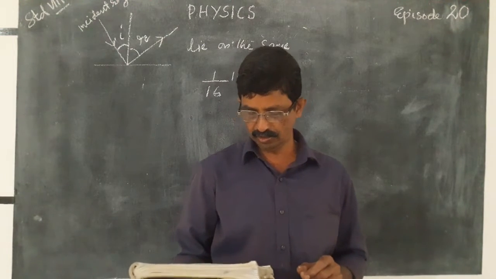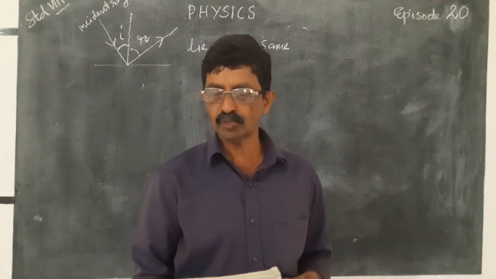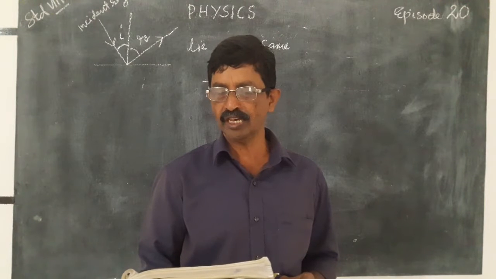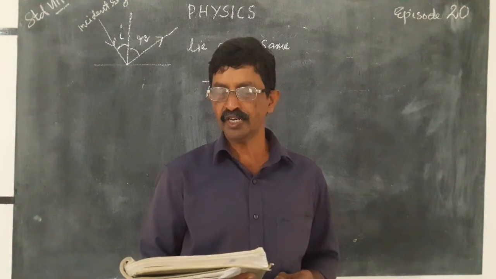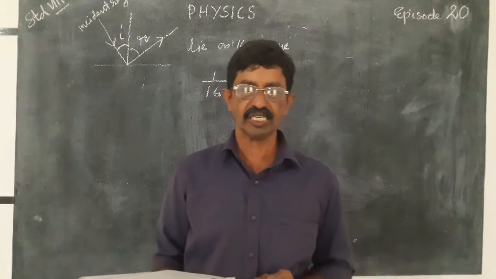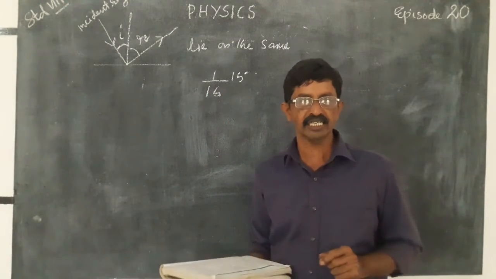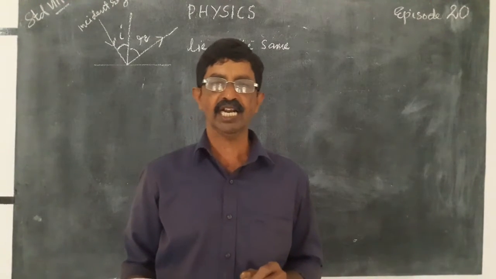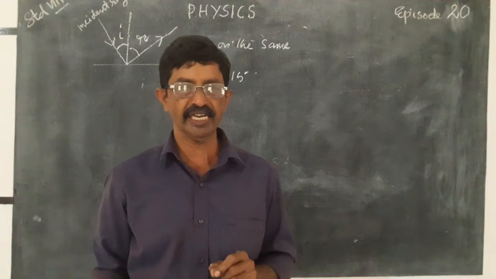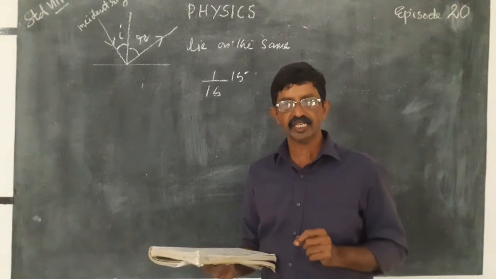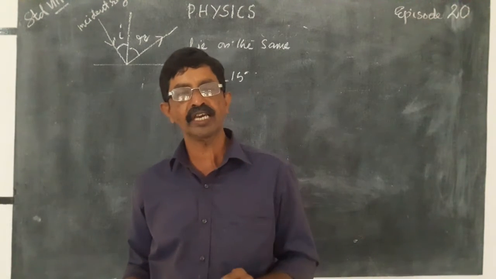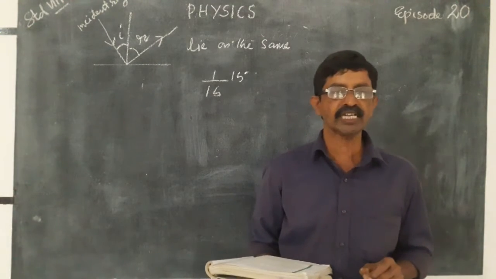Then question 2 from page 212. Differentiate between regular and diffused reflection. Does diffused reflection mean the failure or loss of reflection? Regular reflection means that if the reflected rays are parallel, then it is a regular reflection. For that, the surface on which light is incident should be smooth and plane. Only a smooth plane surface gives regularly reflected light rays.